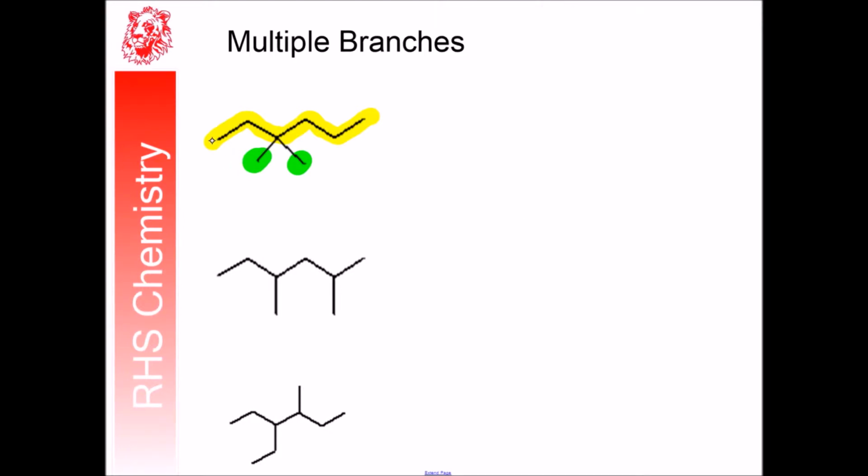So if I go 1, 2, 3, 4, 5, 6, this is a hexane, and it's got two 1-carbon branches. So methyl, 1 carbon, and then branch. And there's 2 of them, so I'm going to call it dimethyl for 2.